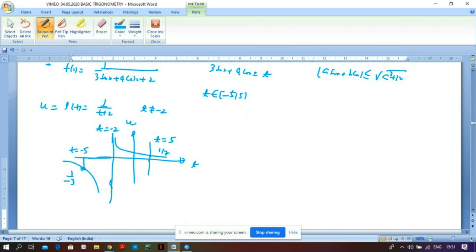So the graph is strictly decreasing in each interval. So we got minus infinity to minus 1 over 3, that is taken, and then union we are getting 1 by 7 to infinity. And so that is your range of the given expression of 3 sin x plus 4 cos x. And so that answers our question.